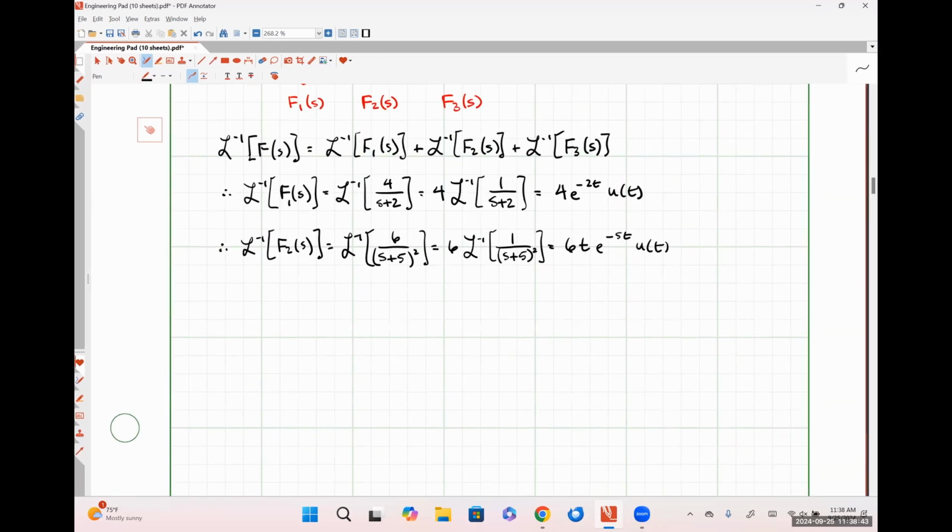All right. And then lastly, the inverse Laplace transform of F3 of s would be the inverse Laplace transform of 8 over s squared plus 4s plus 5. Exactly right. So we could factor the bottom, right?